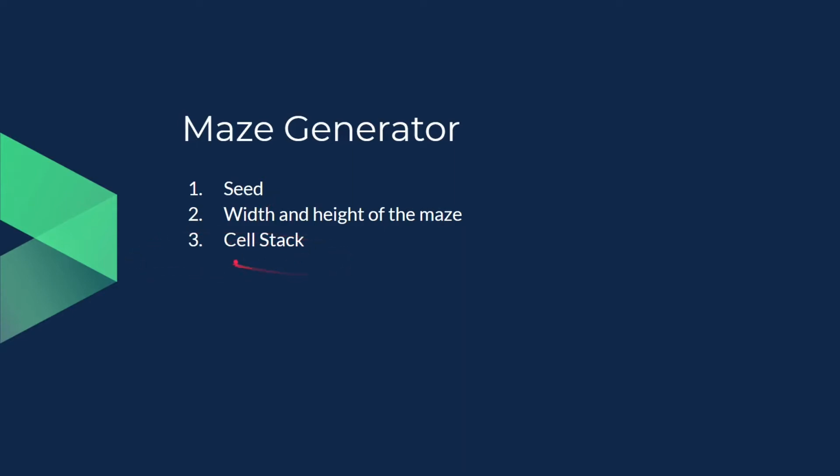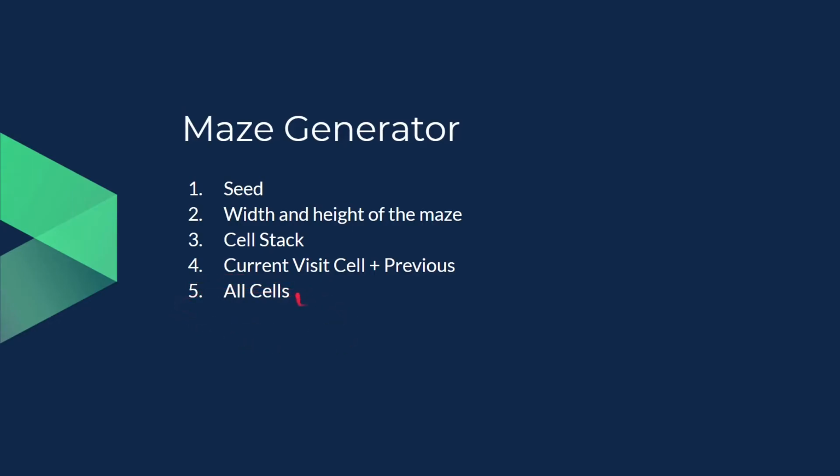So we need a cell stack. Essentially a stack of cells: which cells have been visited and which cells have not been visited yet, and all of the cells that are generated as well. So I need to know what my current cell is and also what the previous cell that I have visited is, for the recursion function later.